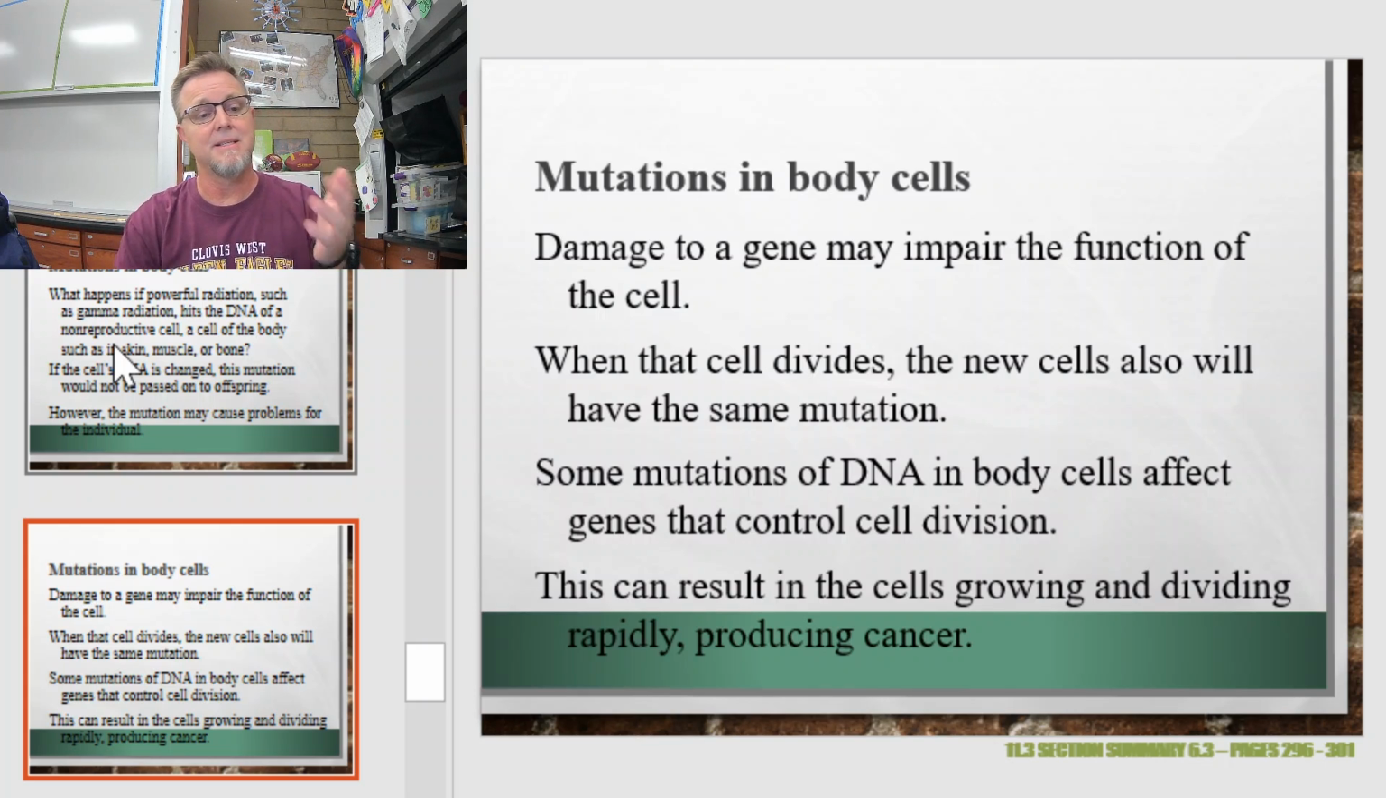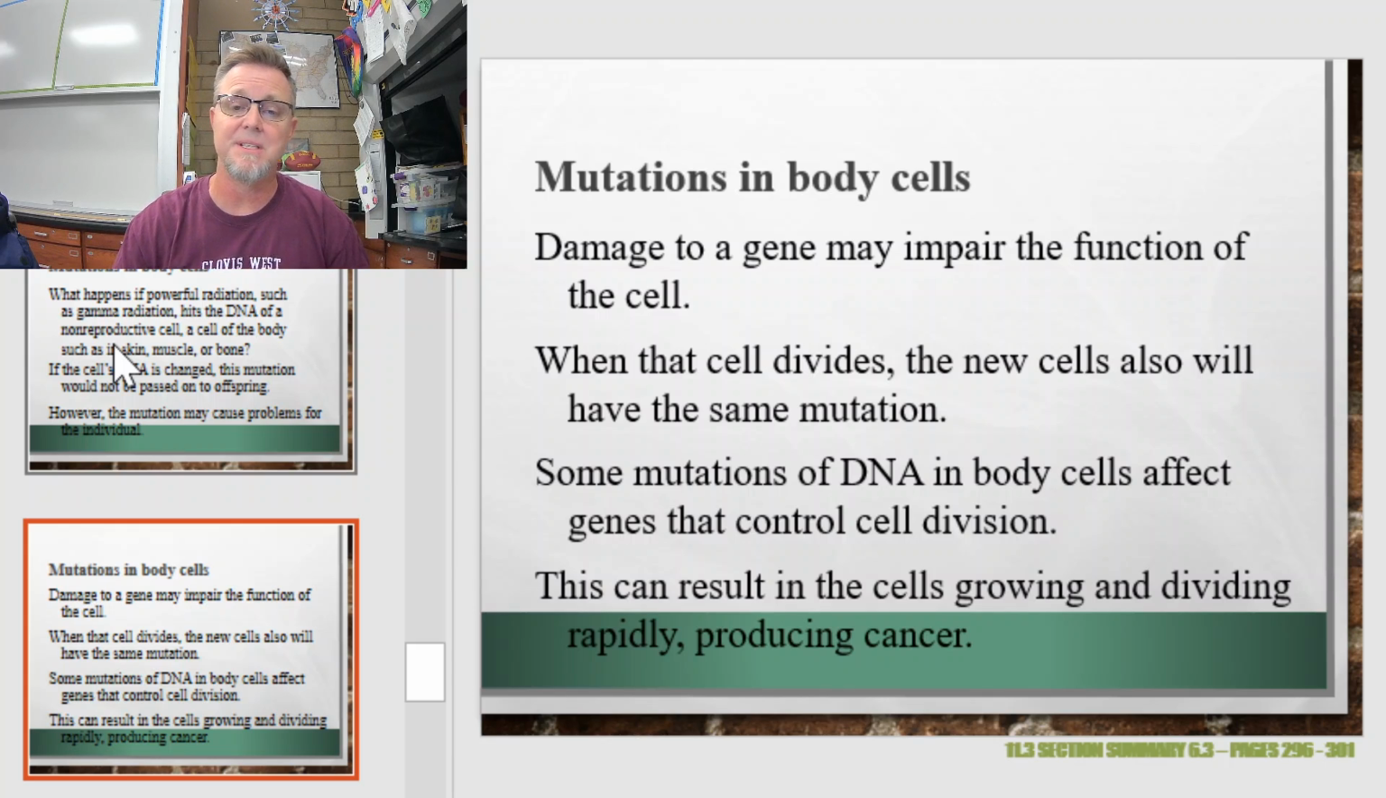Some mutations of DNA in body cells can actually affect the genes that control cell division. And if that happens, that's where the cancer is involved and our mutation becomes carcinogenic. Okay. So one cell divides into 2 cells to 4 cells to 8 cells to 16 cells in a very, very rapid fashion because the cell division cycle is basically running out of control. So that's how we define cancer, right? Uncontrolled cell division, which could be caused from exposure to a mutagen that damages the protein that controls the cell cycle.